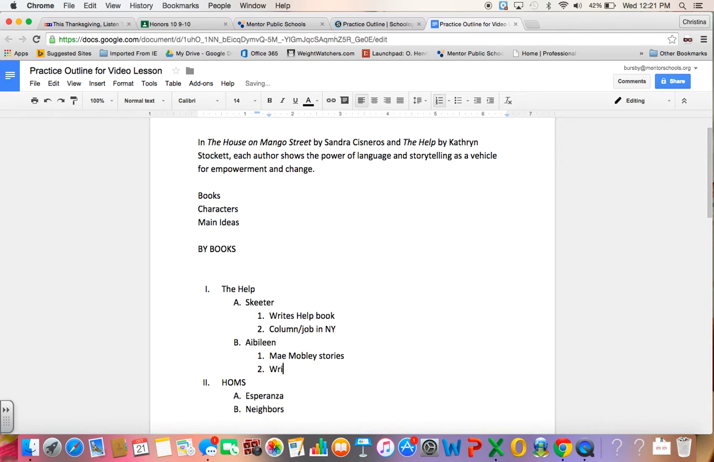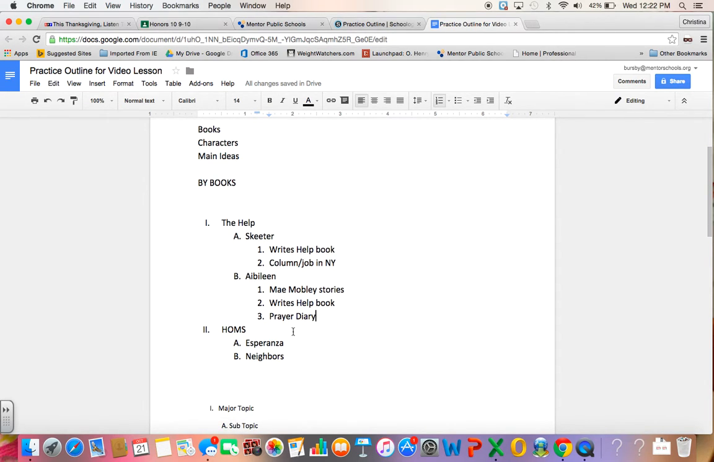So she also writes the book, and I think that those two things can be different because both Skeeter and Abilene come from different perspectives. So there's definitely different things to say. Okay, and then she also has her prayer diary. So you could talk about that and show how that would help show empowerment. Okay, all right, so then we would just continue on with that. I'm going to stop for the sake of time because there's a few more ways I want to show you before we end. Okay, you would do the same thing for Esperanza. You think of ways that she would be empowered as well.